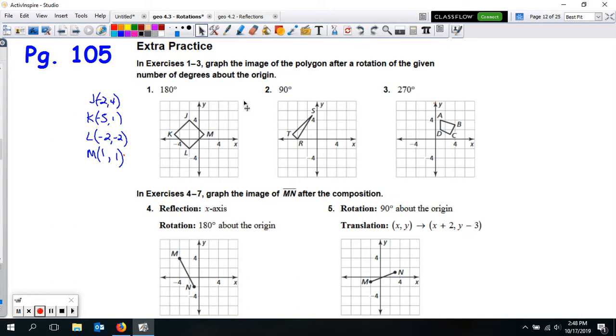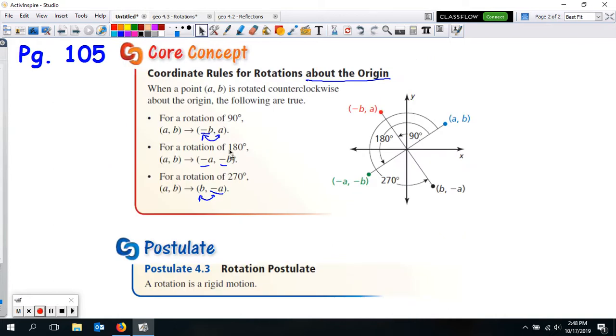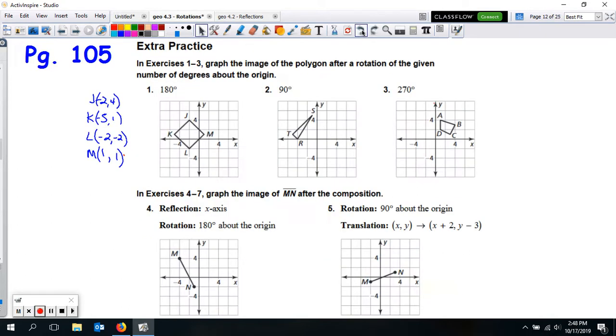So now we need to go back here. We're going to do it 180 degrees about the origin. Let's take a look at that again. For 180 degrees, we are keeping the numbers in the same spots. We're just going to change them to their opposites. So just change the sign to its opposite for both x and y. The x will become its opposite, and the y will become its opposite.